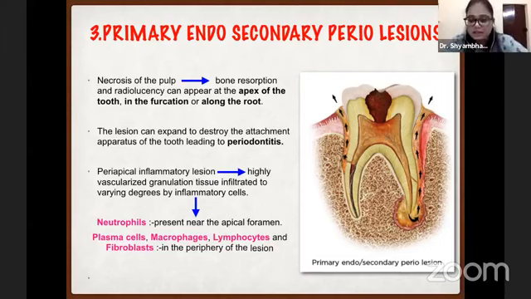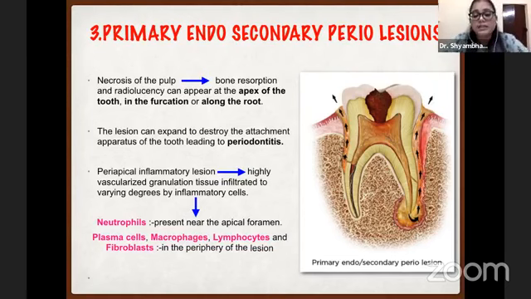Now, again, this is just so as to diagnose whether it was just a primary endodontic lesion with a secondary periodontal lesion. It is definitely important to go ahead with a histopathological examination, wherein you can find the neutrophils, plasma cells, macrophages, and all these immune cells, inflammatory cells.